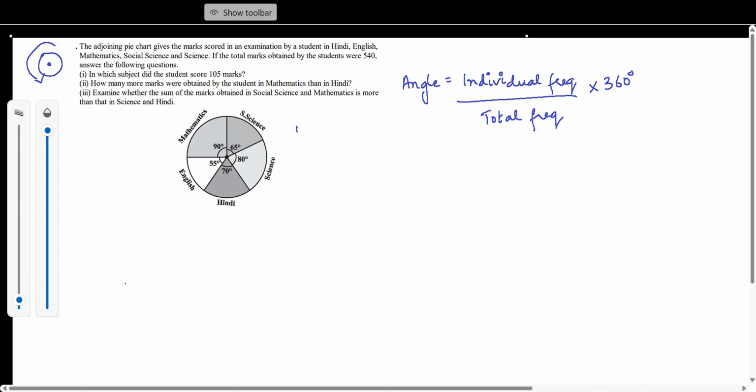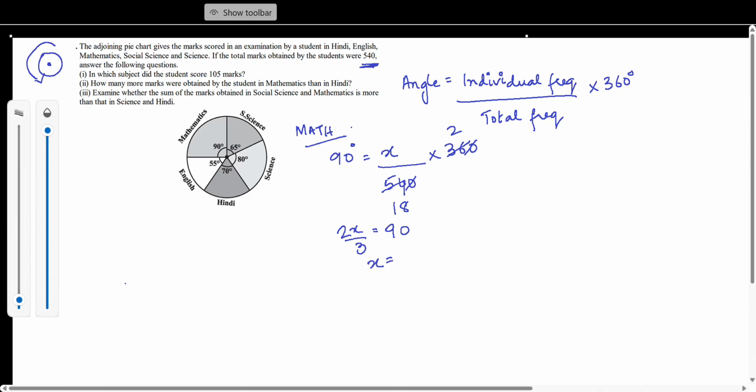So now let us begin with math. 90 degrees is the angle. So we do not know the individual marks obtained. The total mark says is 540 into 360. So if you look at it, 36, 54 both are divisible by 18. 2 18s are 36, 3 18s are 54. So it's a simple 2x by 3 is 90, which makes x 135 marks in math.